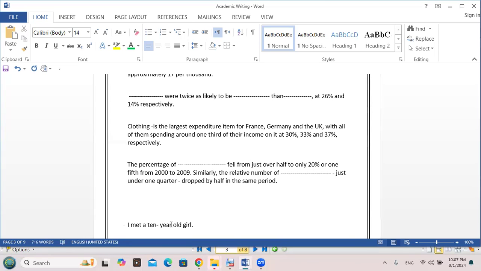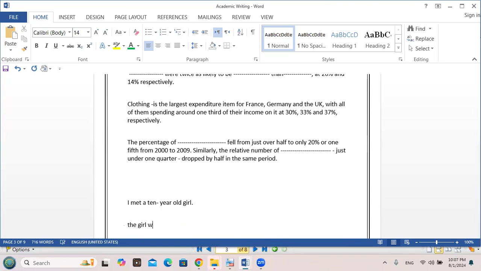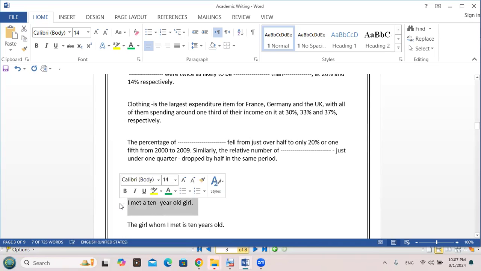Or you can write, the girl whom I met was 10 years old. Instead of writing that, you can say the girl I met was or is. You can write was, or is if you speak about a fact, by the way. And if you speak about something that has no consequence, you can say 10 years old. It's also correct. The girl should be capitalized here. But this one is much better. Why? Because the number of words is less.